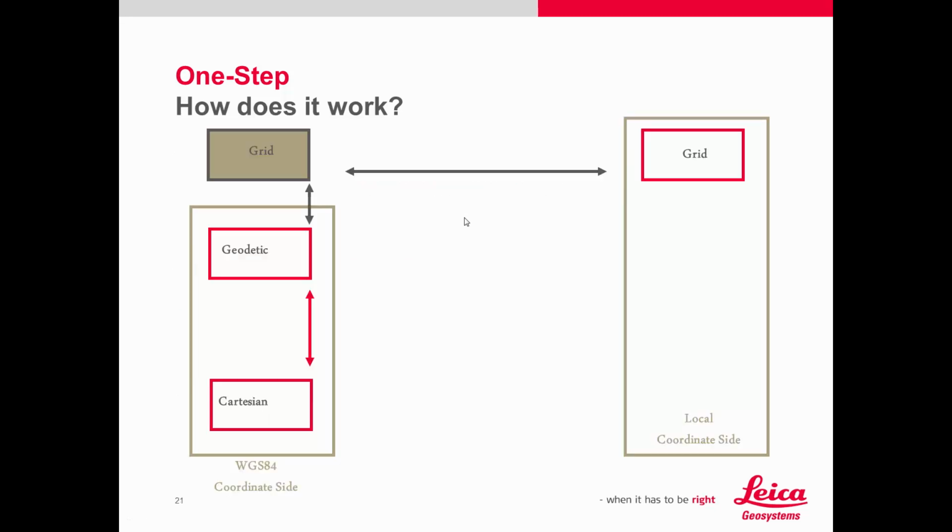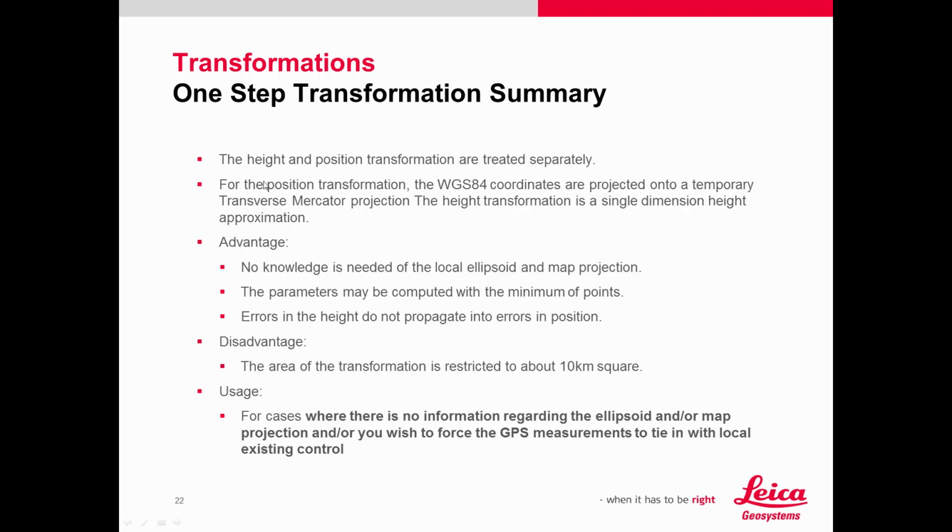So how it works: on the WGS84 side, you are making a temporary TM projection to get these grid coordinates, and then I'm making a classical 2D transformation. So the one-step transformation is getting from the geodetic side or Cartesian side to the grid side, and now I have the coordinates. The main advantage here is that the height and the position transformation are treated separately. So if you have some points which have good position but bad height, I can use this one. If I have some points which have good height but bad position, I can use this one separately.